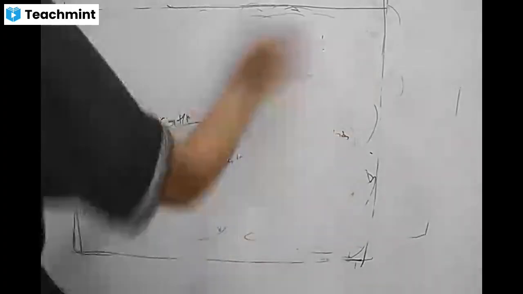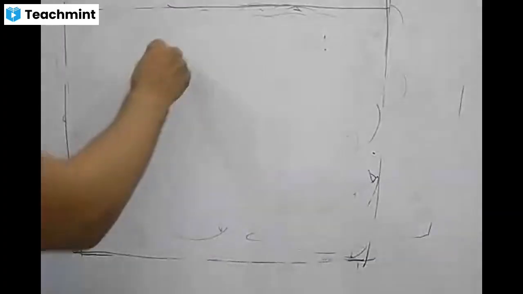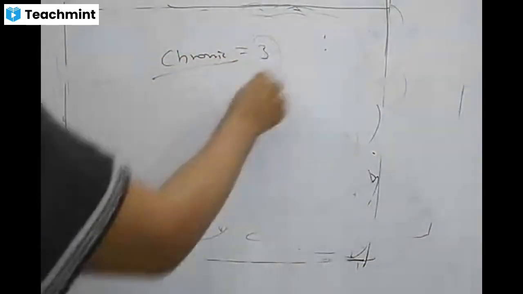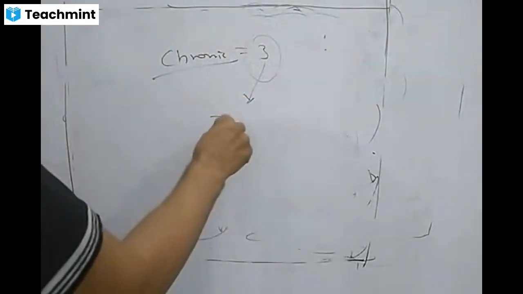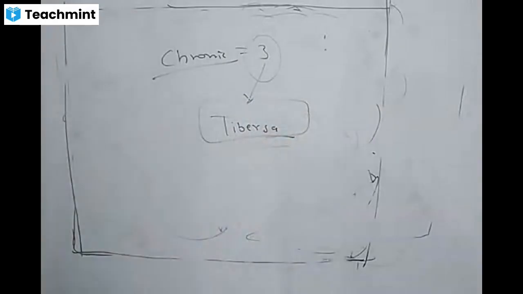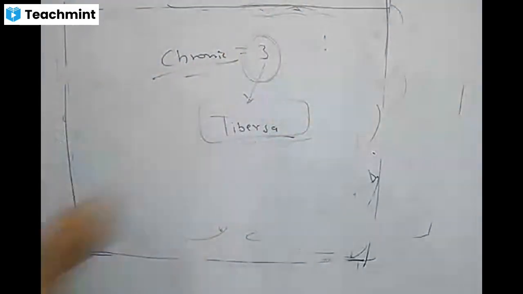The last is your camel. In camel, mostly trypanosomiasis is chronic in nature. Chronic means the duration will be 3 years. Because of three, one name is given: Tibersa. So in camel, it is chronic, 3 years.